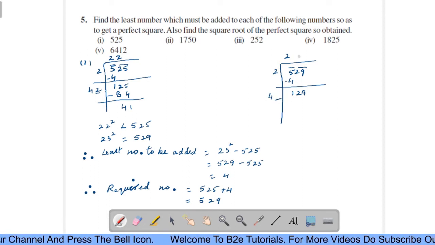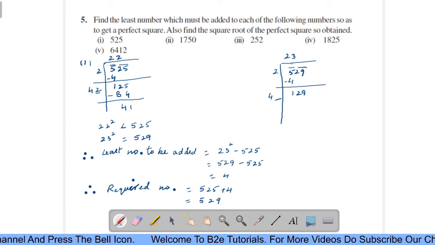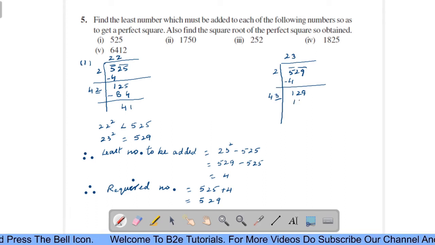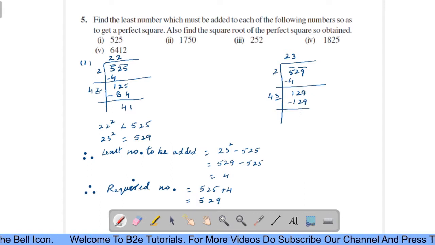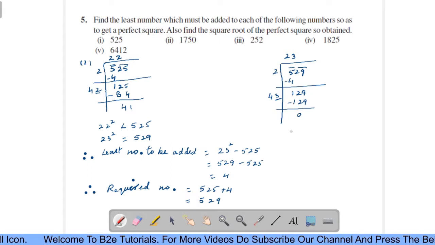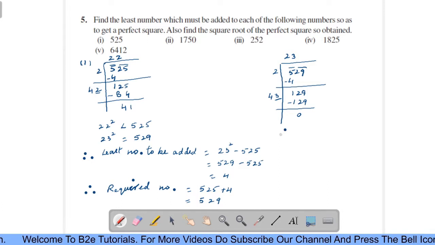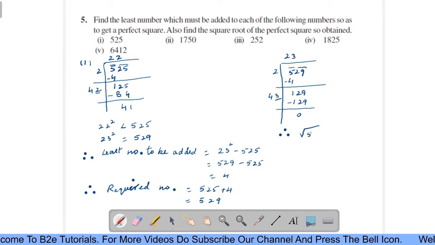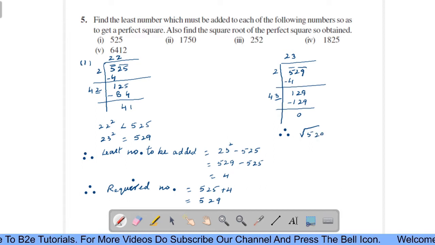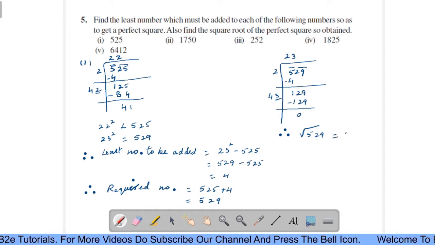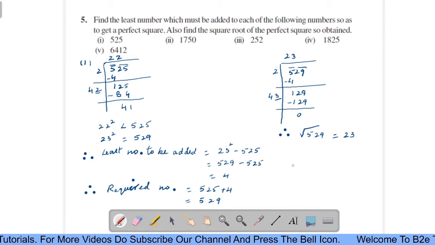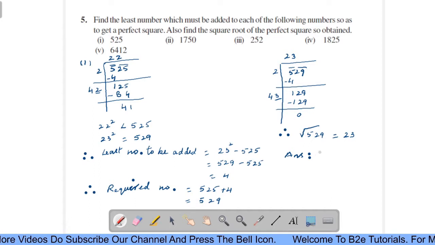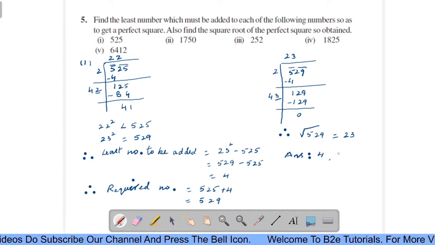Now here what will come? 3. It is 129. Subtracted, you will get 0. Therefore, the square root of 529 is 23. Therefore, your answer is 4 and 23.